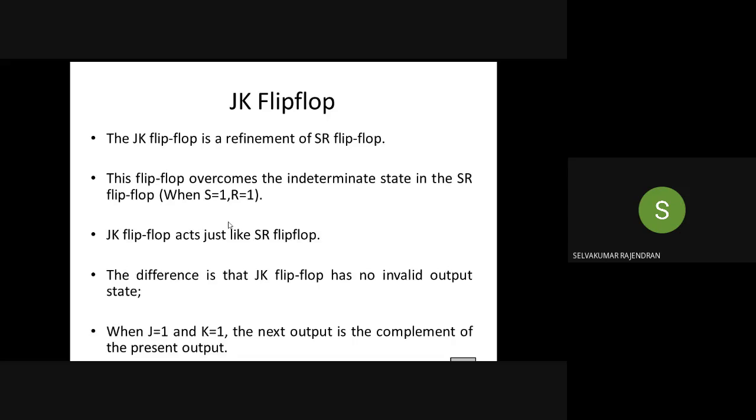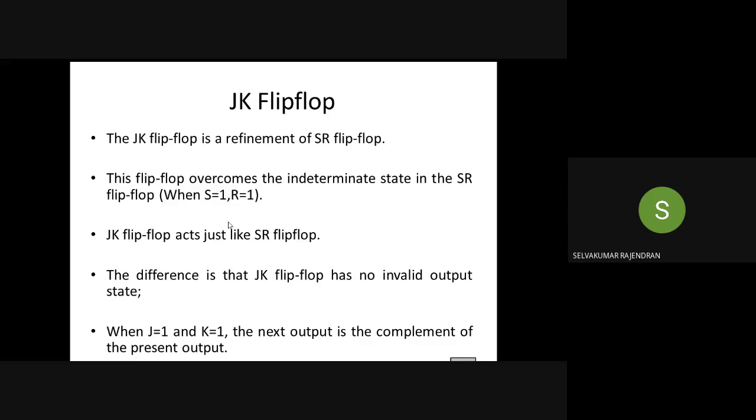So when J equal to 1, K equal to 1, here J and K represent the inputs applied for JK flip-flop. In SR flip-flop, inputs are S and R. Similarly, in case of JK flip-flop, inputs are named J and K. So when you are applying both inputs as logic 1, J equal to 1 and K equal to 1, the next output is the complement of the present.